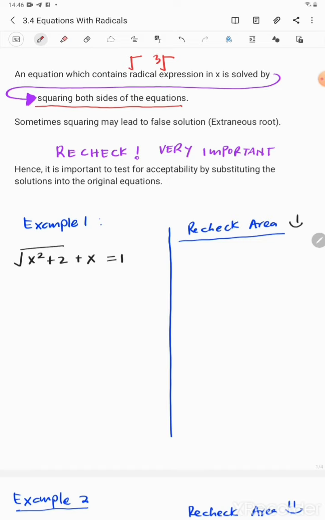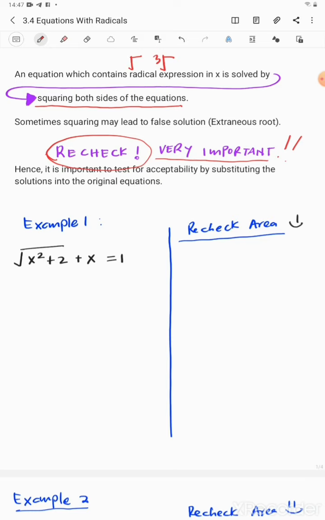Now how can we know that we get an extraneous root? You have to do rechecking. You have to recheck. This is very important, so that you can see your solution. There are 3 possibilities of the solution. I will explain later.